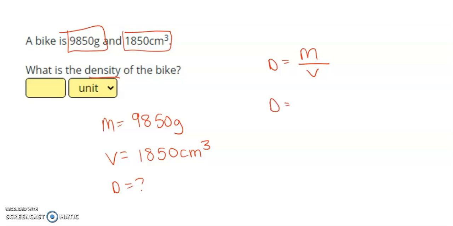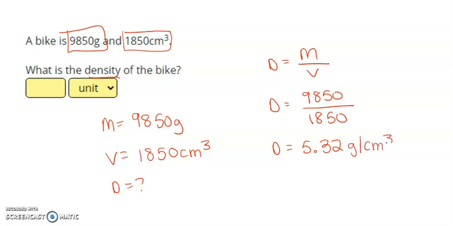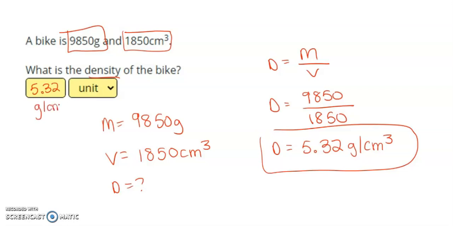So for density, we'll leave that as D because we don't know what that is. We write the equal sign. 9,850 divided by volume, 1,850. You punch that in your calculator, and you'll find that density is equal to 5.32. To get the unit for density, we take the unit we used for mass divided by the unit we used for volume. Grams divided by cubic centimeters. So that answer is 5.32 grams per cubic centimeter.